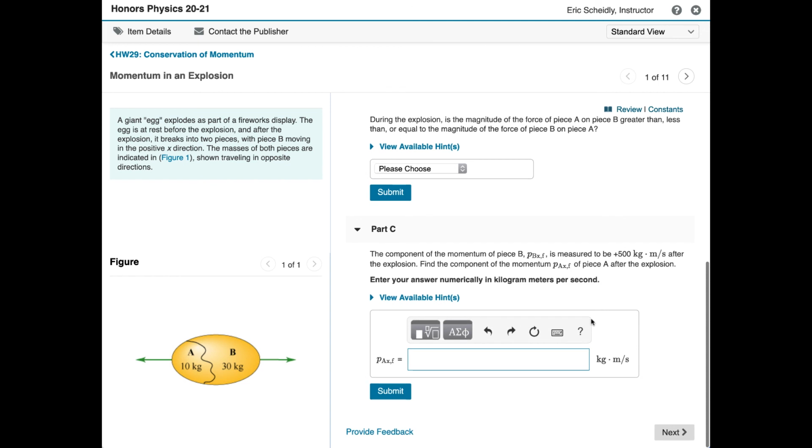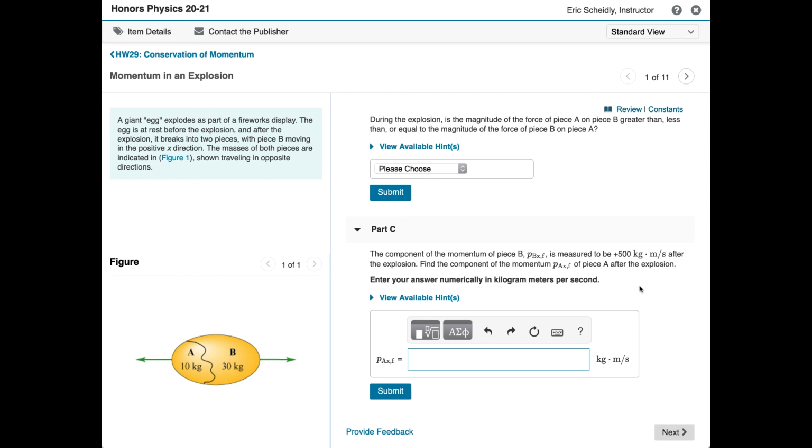The component of the momentum of piece B, which is the piece that's going to move in the positive x-axis direction, is measured to be plus 500 kilogram meters per second squared. There's no way that I know how they got that number. It's the mass times the velocity, however those work out. They put a plus sign in front of it because object B is moving in the positive x-axis direction. I would presume it has positive momentum.